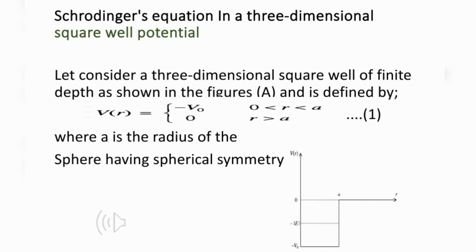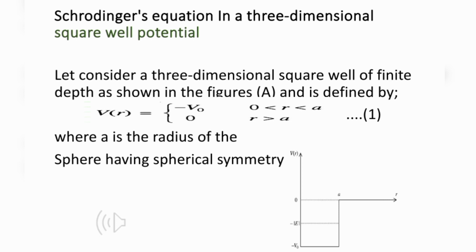Now look at this diagram. This is the square well having the dimension A. We are talking about the potential. This square well is of finite depth. If we move along the negative direction, its potential becomes minus V0. Potential is denoted by V0 and we are moving in the negative direction. That's why it is minus V0.